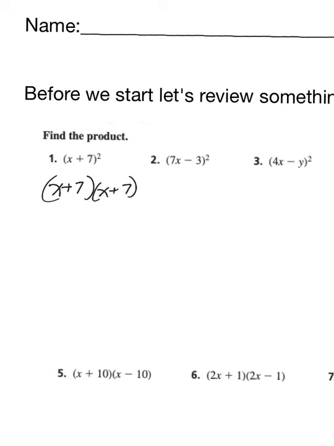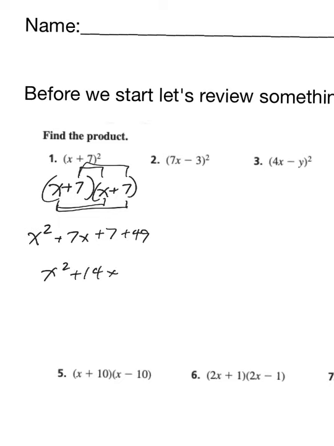We're going to multiply the first terms. We get x squared. And outside terms, plus 7x. Inside, 7x. And then outside again, 49. So together we get x squared plus 14x plus 49.